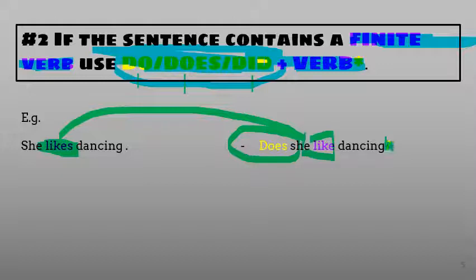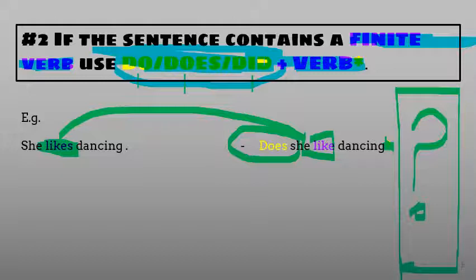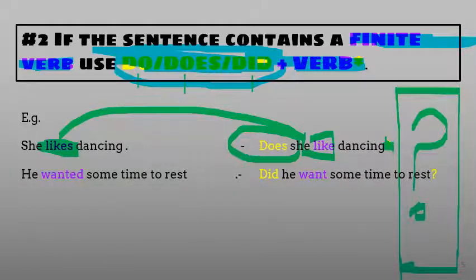Question mark. Again there I'm just going to put a nice big fat question mark at the end of all my examples so that you are reminded that that is a very important punctuation mark for converting statements into questions. Let's look at some more examples. He wanted some time to rest. Again, I can't say wanted he some time to rest. I have to use do, does, or did. In this case, I'm going to use did he want some time to rest?